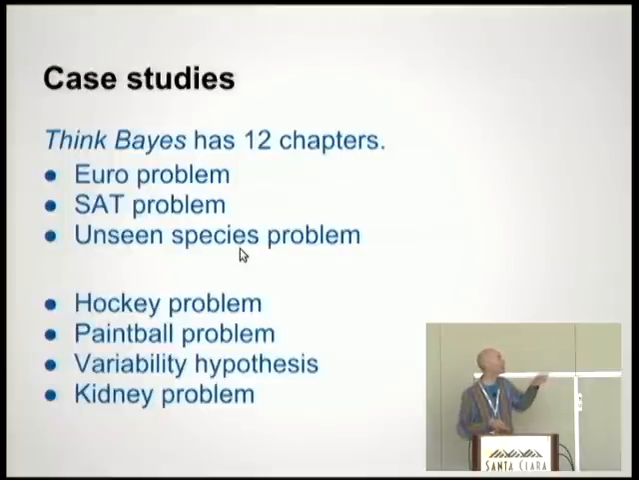Some of the problems that we've talked about, the Euro SAT problem and the unseen species problem, are all in the book. Some of the ones I didn't talk about that are in the book are the hockey problem, paintball, the variability hypothesis, and the kidney problem. I'll let you read about those.